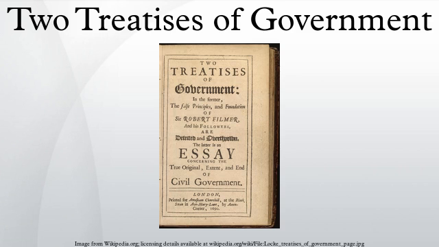Two Treatises of Government is a work of political philosophy published anonymously in 1689 by John Locke. The first treatise attacks patriarchalism in the form of sentence-by-sentence refutation of Robert Filmer's Patriarcha, while the second treatise outlines Locke's ideas for a more civilized society based on natural rights and contract theory.